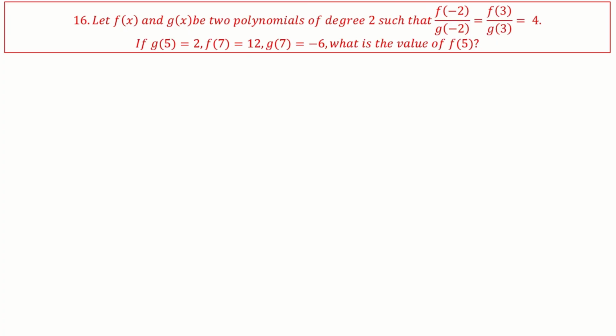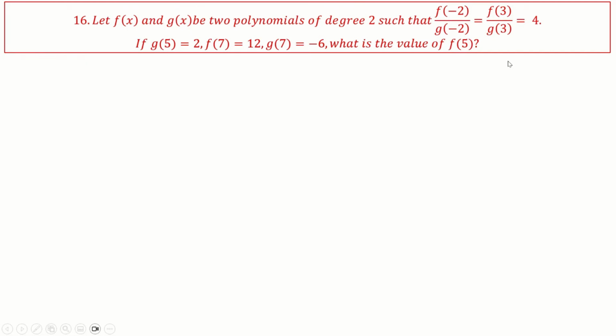Okay, so this is also another function problem where you have to find out the main function and then simply solve it. Look at this one: f of minus 2 by g of minus 2 equals 4, f of 3 divided by g of 3 also 4. So f of minus 2 minus 4 times g of minus 2 is equal to 0. F of 3 minus 4 times g of 3 also equal to 0.